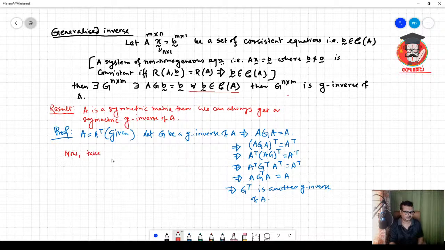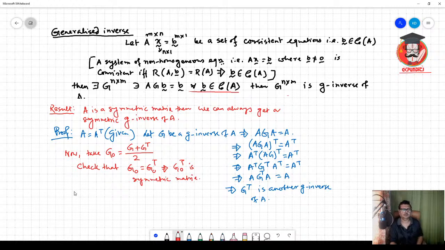So now take G naught, which is equal to (G plus G transpose) by 2. We easily check that G naught equals G naught transpose. This means G naught is a symmetric matrix. Now if we prove that A G naught A equals A, then G naught is a G inverse of A, and since G naught is a symmetric matrix, we always get a symmetric G inverse for a symmetric matrix A.